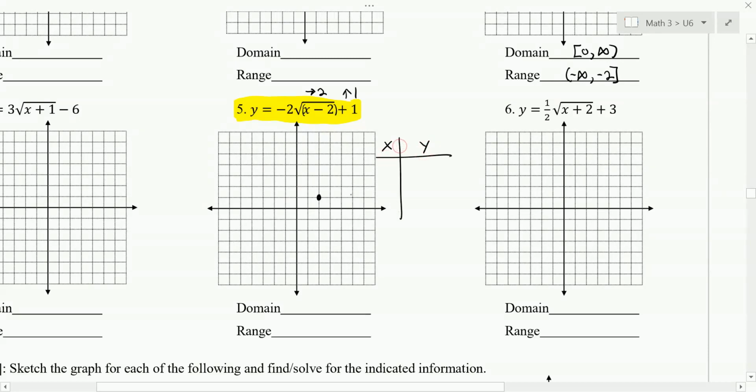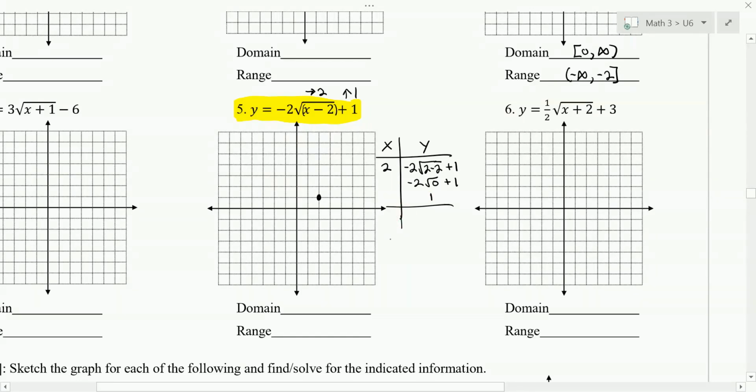And if we make a table of values here, we can check to make sure this is correct. If I plug in 2 for x, I end up with negative 2 times the square root of 2 minus 2 plus 1, which is going to be negative 2 times the square root of 0 plus 1. And negative 2 times 0 is 0, so we end up with 1, and that's what we thought.